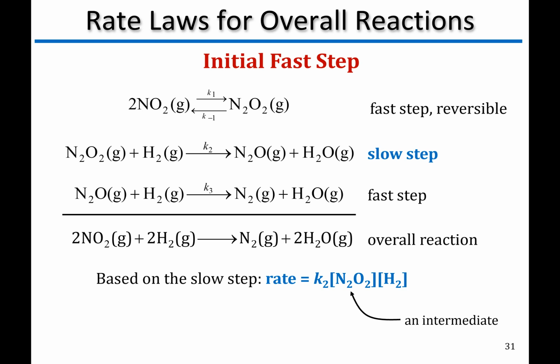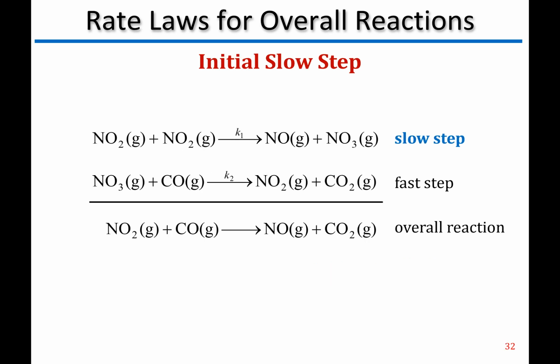Notice that it's actually governed by an intermediate. Why do we call this an intermediate? Because it doesn't appear in the final equation. It appears for a brief moment in time, and then it's consumed, so we call that a reaction intermediate. But the entire rate of the reaction is governed by the step with the intermediate. Really, the point here is that the rate of any reaction is governed by the slowest step, and we call that the rate determining step.